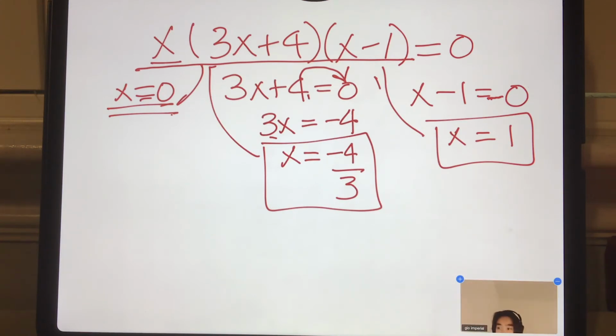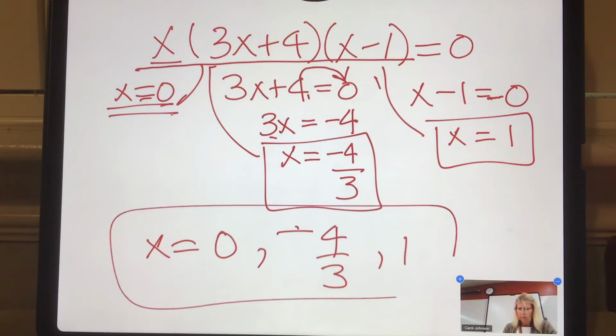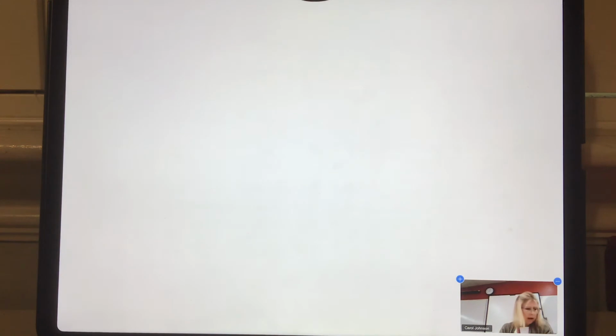On an actual assignment, how would you want us to have this as an answer? Would you want us to box each x equals? I would just need to see, you could write it as x equals 0, negative 4/3, 1. Okay, thank you. So, in this case, are there 3 roots? There are 3 answers that you can get that will make this equal 0. Yes. Okay. Next one.